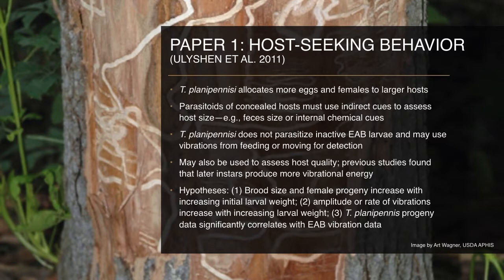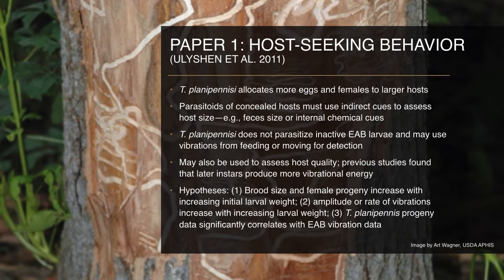So the first paper explored a concept that is important to understanding parasites, and that is how they detect and seek out their hosts. And in the case of Tetrastichus, it's been demonstrated that it prefers larger hosts. It allocates more eggs and more females to larger hosts. The ash borer larvae are concealed under the bark, and when parasitoids attack concealed hosts, they don't have visual cues to detect them, so they have to rely on things like feces size or chemical cues.